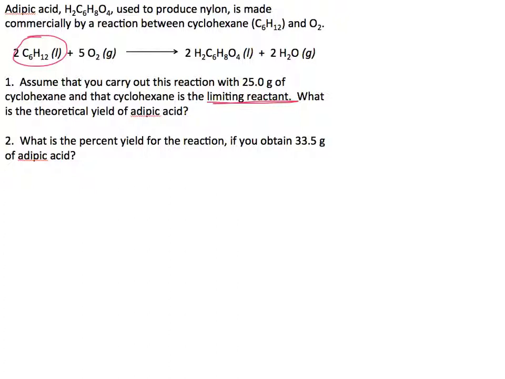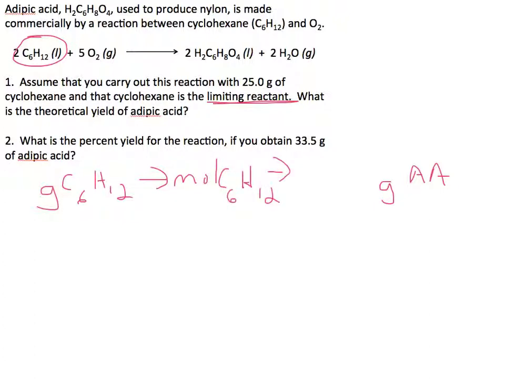Okay, well, if we're given grams of C6H12, right, we're given 25 grams, and we want to figure out what's the theoretical yield of adipic acid, then we need grams of, we'll call it AA, okay? Well, same as the last few problems we've done, we need to first convert to moles of C6H12, and then we can convert that to moles of AA, to grams of AA.